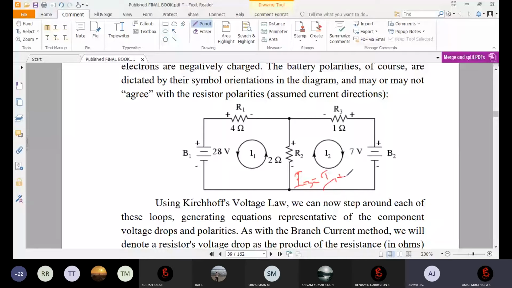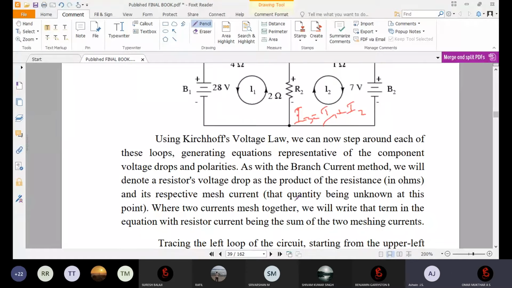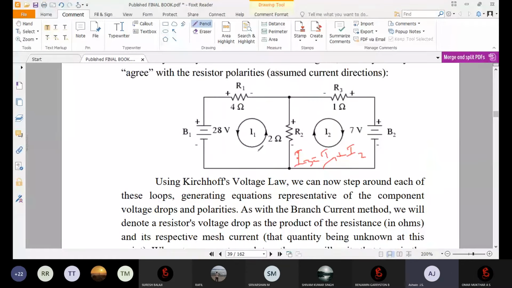Sir, but in the circuit it is like a loop, sir. The current doesn't look like it goes out. But in the circuit the arrow mark shows it going out. This is an assumption only, right? We can assume the current flow in any direction.